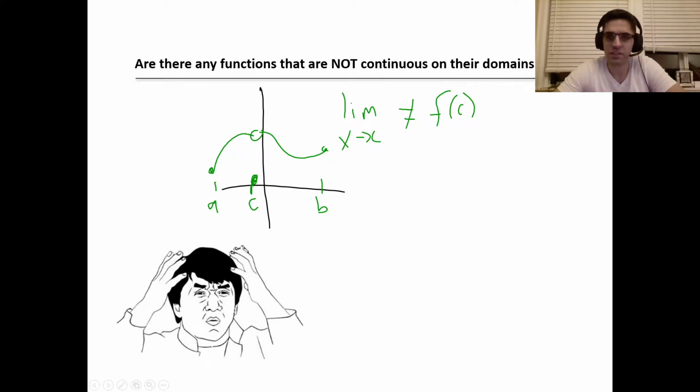One question: are there any functions that are not continuous on their domains? Here's an example of one that would not be continuous given its domain. Every value in the interval from a to b is defined, including c. However, because c is a hole, and we have a dot down here, it's not continuous, but it is still defined. So at the point c, the limit as x approaches c is not equal to f of c, which is our formal way of saying this is not continuous.